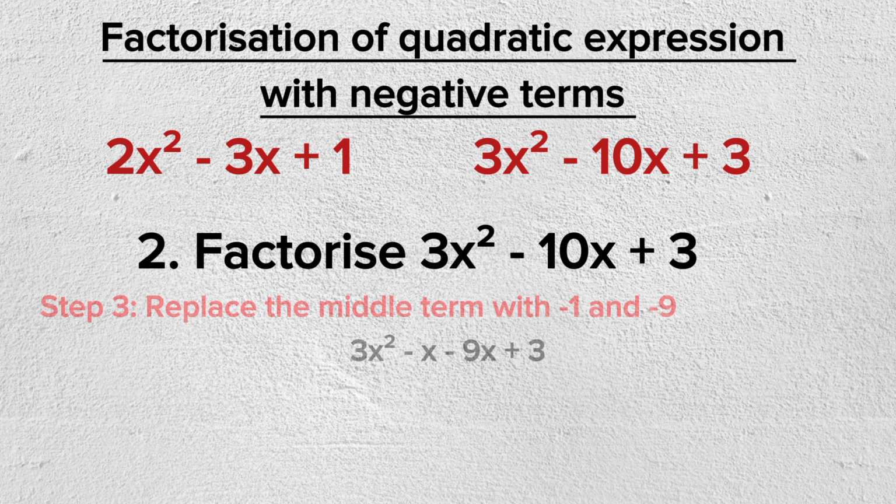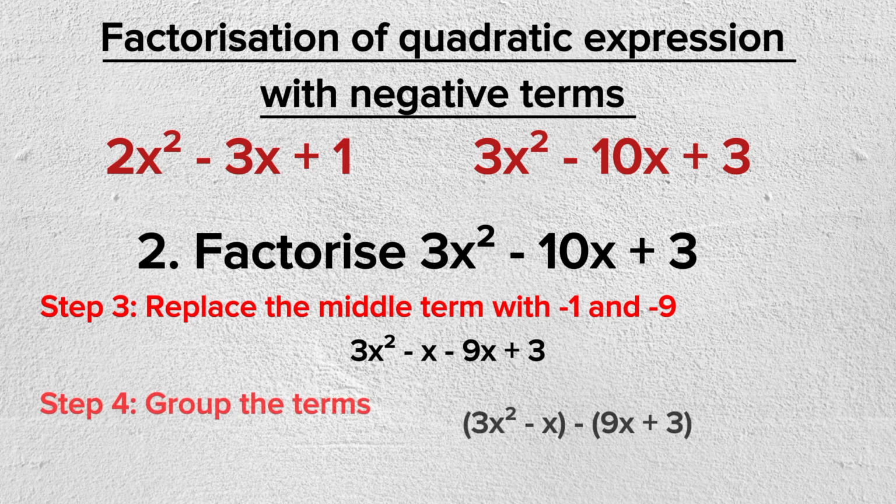So we replace minus 10x with the selected factors. Instead of writing minus 1x, we write minus x. This is because minus 1 times x is minus x. Next, group the terms and factorize. Take common factors. The factorized form is this.